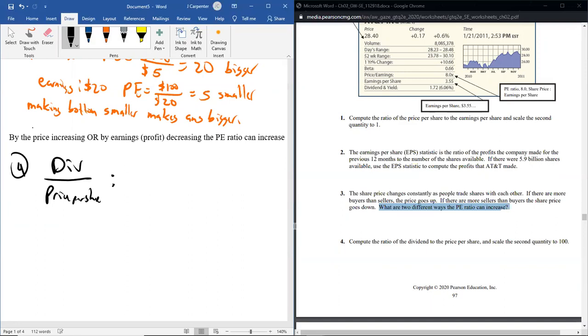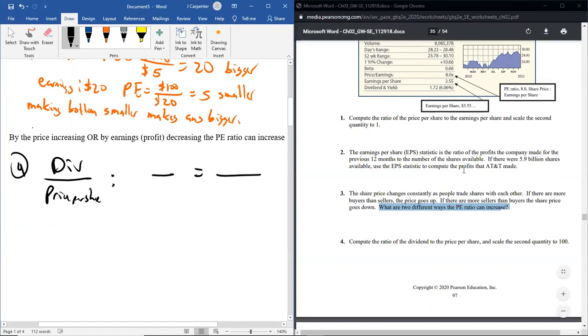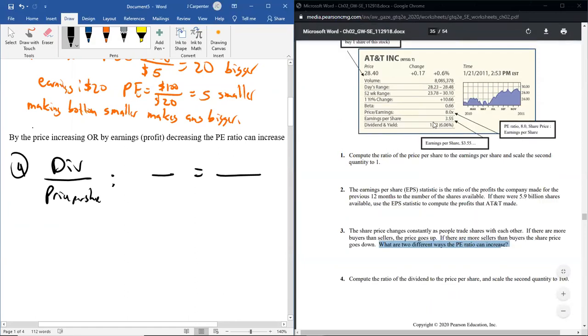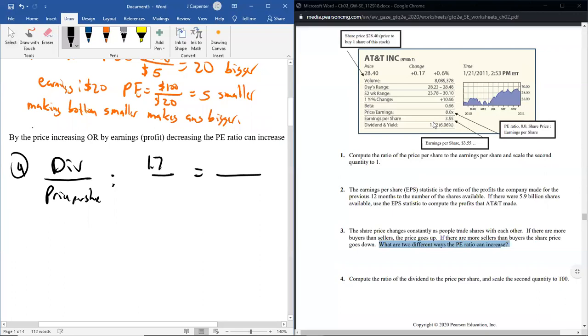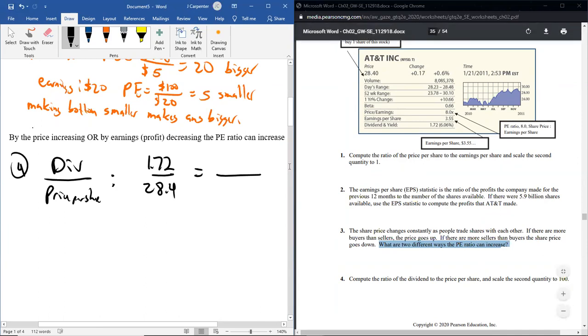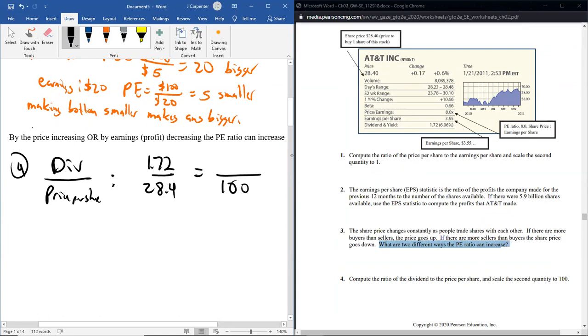So that's how we know what to set up. We're scaling something so we know it's a fraction equal to a fraction. The left one should be the dividend and price per share we extract from the table. What's the dividend? It's 1.72. Use your eyes. What's the price per share? It's 28.4. Use your eyes. Then we're scaling the second quantity to 100. Well, remember, when we scale things to 100, that's kind of turning one of these things into a percentage, basically. And then there will be our x.